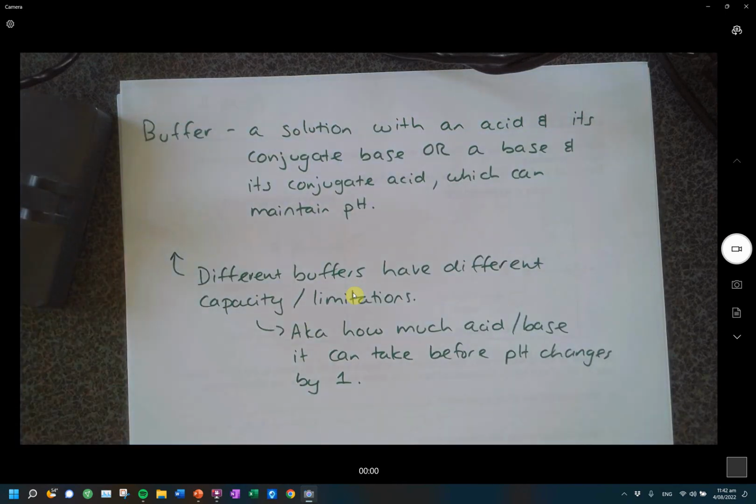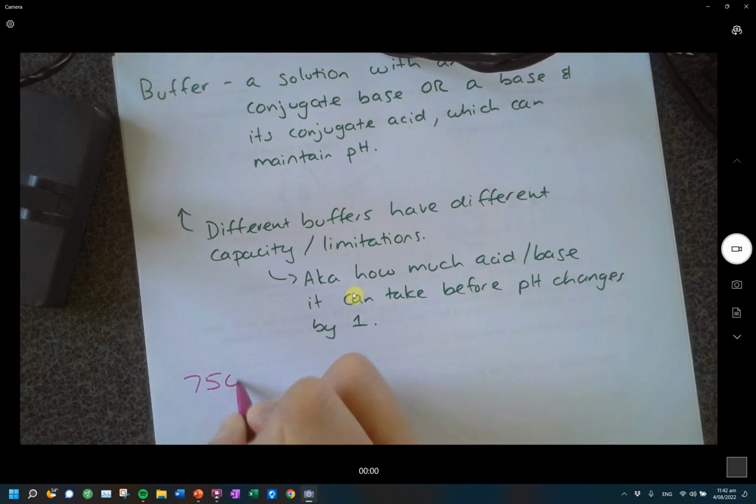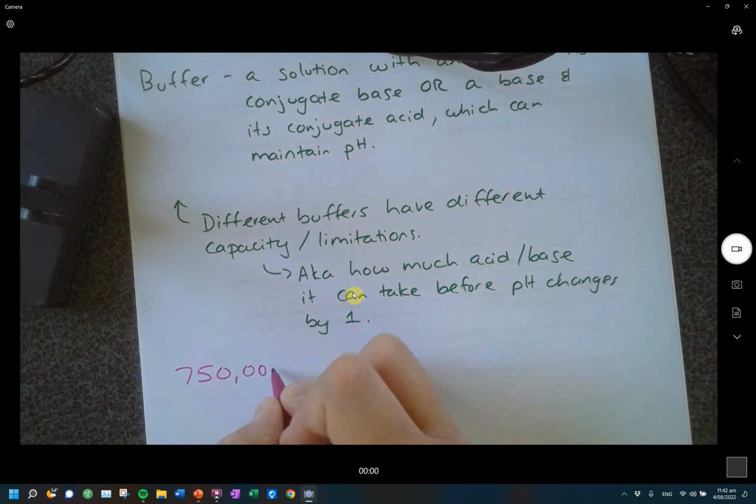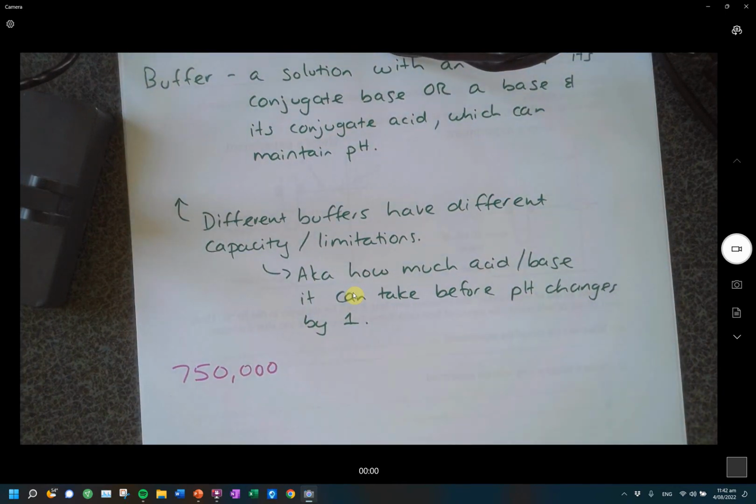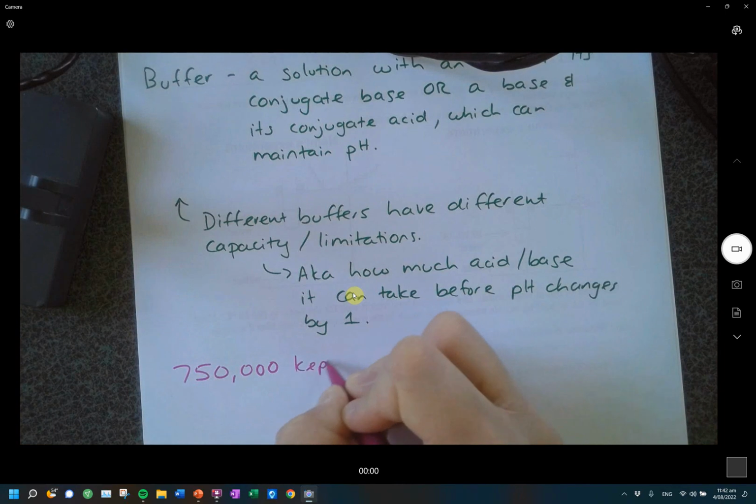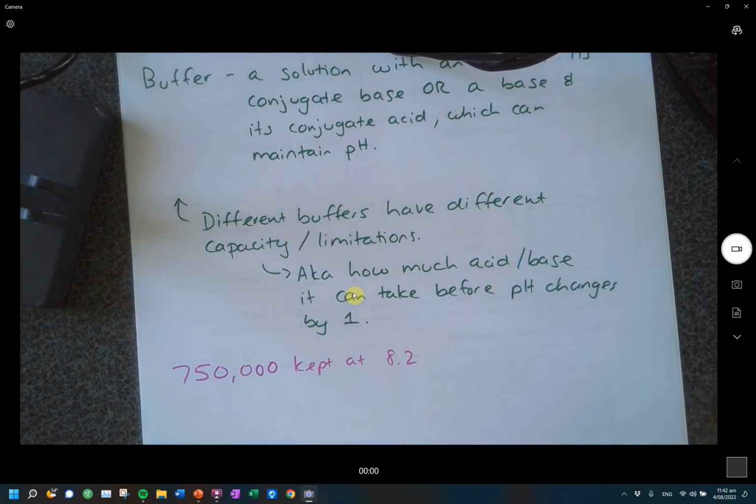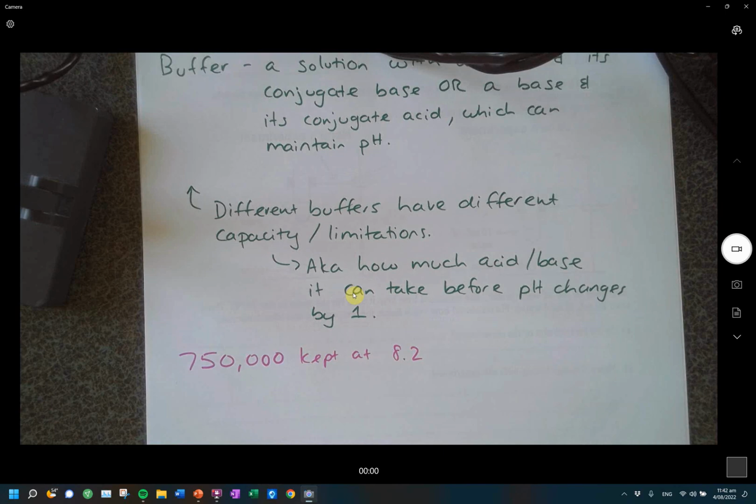Now, this buffer system has worked really well for about 750K years. I'm going to write down the number because I'm not good with numbers. For 750K years, we have been keeping that pH around 8.2. So for a very long time, that's what the pH of the ocean has been.